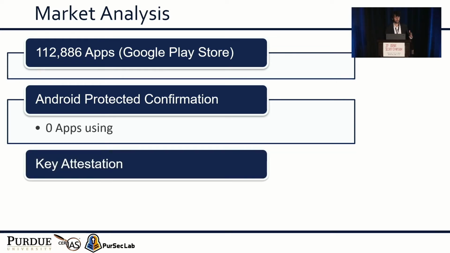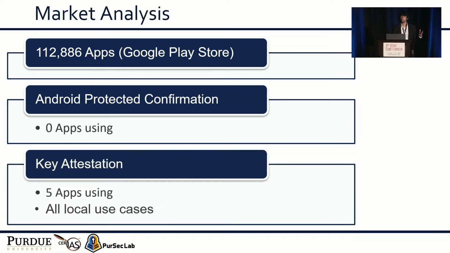We also found that the key attestation API was only used by 5 particular apps. And even then, they were only being used for local cases, which is not the purpose of this particular API. It's supposed to be used remotely to send attestation data to remote servers. So why did we get such results? Why did we get no apps using these? Our initial hypothesis was that they're really hard to use. And that would make sense considering the complicated documentation that comes along with these particular APIs.